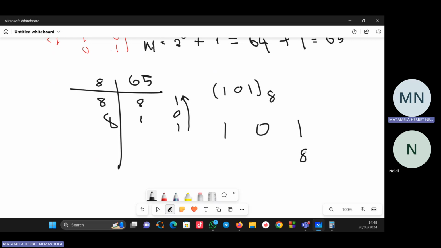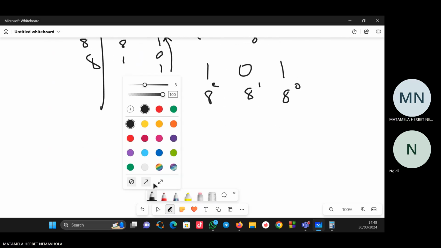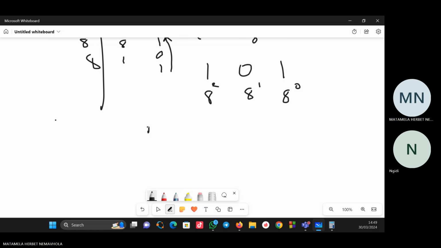You start with 8 to the power 0, then 8 to the power 1, and 8 to the power 2. So 8 to the power 2, we know, is going to give us 64 in terms of n. Plus this one is just 0. So 1 times 1 is going to be plus 1, which obviously you can see is 65.